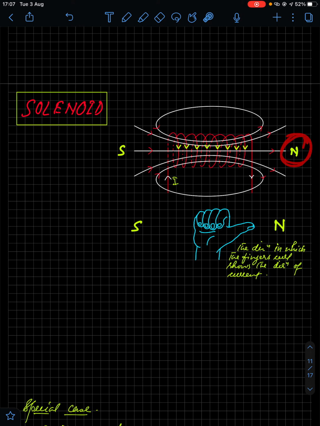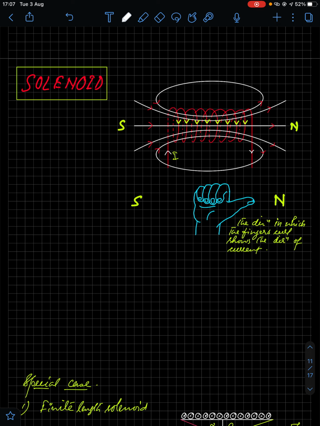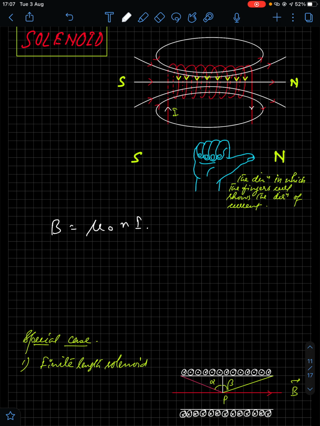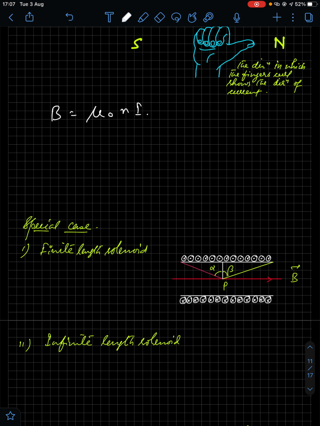In such a manner that the north pole is along this side and the south pole is along this side. So you see the direction of the currents is represented by the direction of the fingers curling. In such a case, the thumb is pointing along this way. So north pole is along this way, south pole is along this way. However, we are talking about the relation for magnetic field, which is B equal to mu naught n I, where n is the number of turns per unit length of the solenoid.